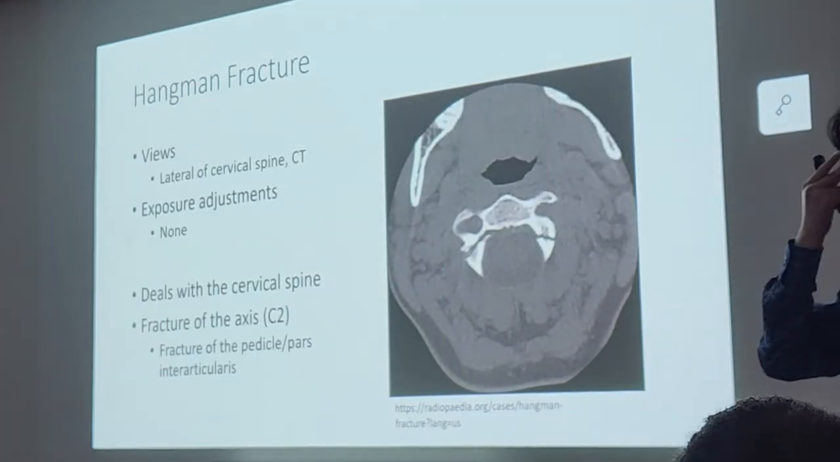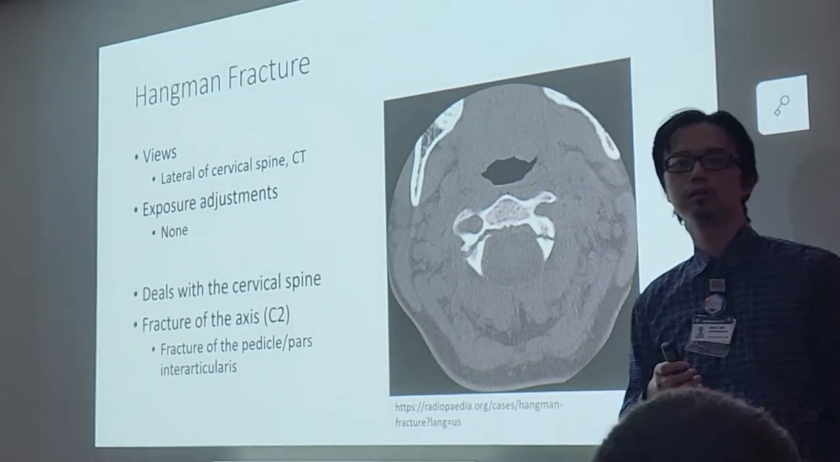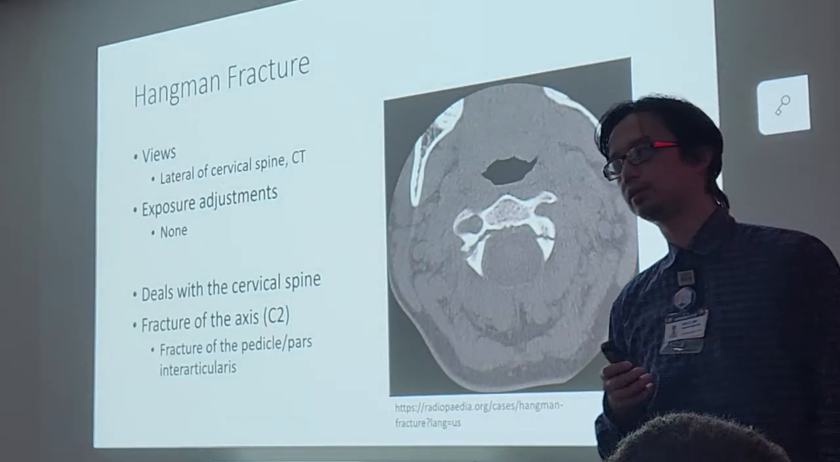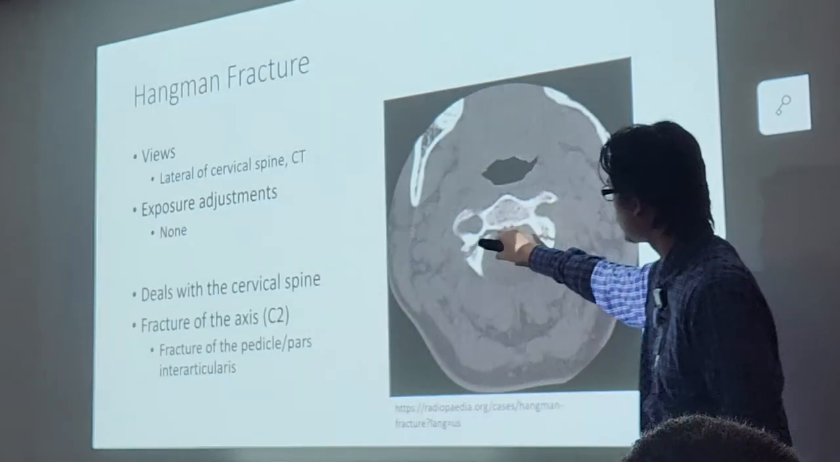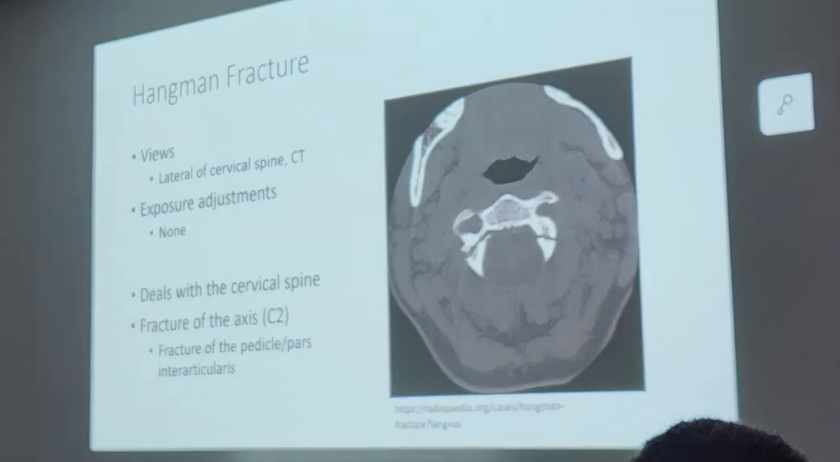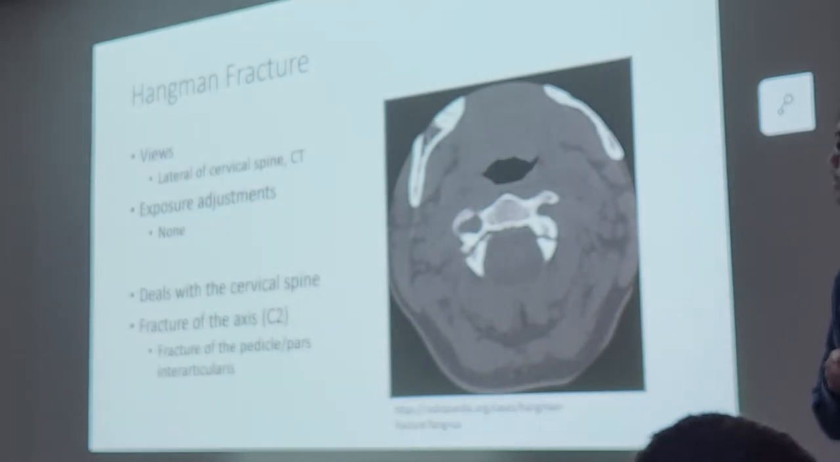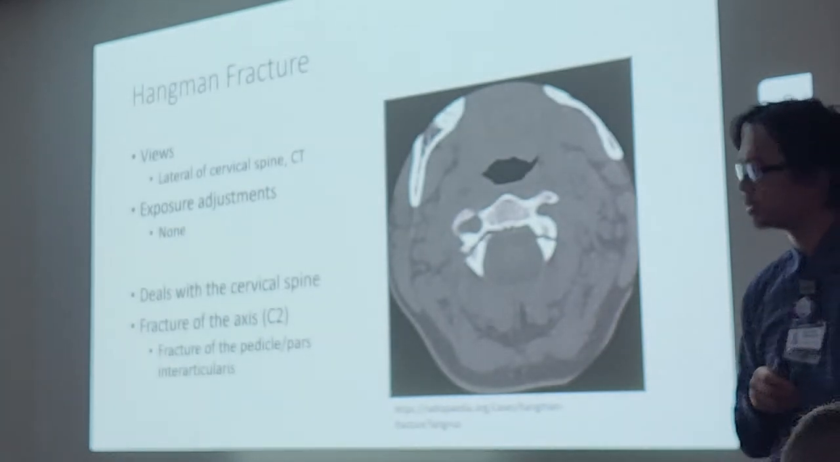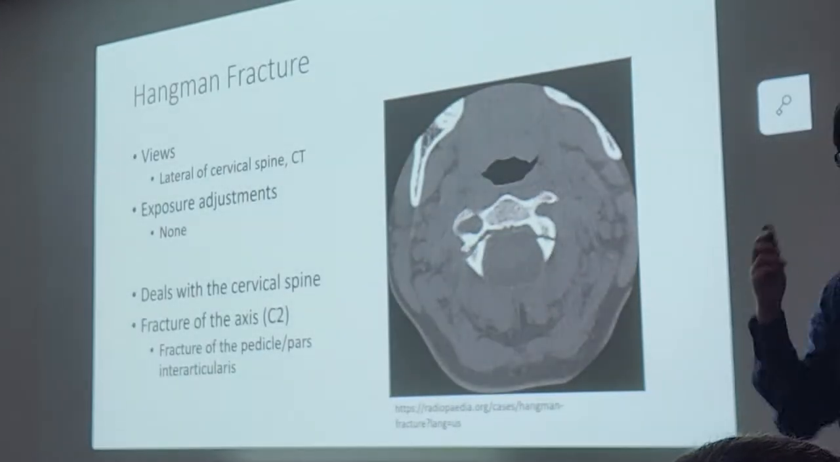Okay, hangman fracture, this is the one that deals with the C2, the pedicle and pars interarticularis of C2. Right here. So not dealing with the dens though. The dens is a different fracture. Another name for it? Not that I'm aware of. I'm not sure if you may have found one in your research, but I only have hangman here.